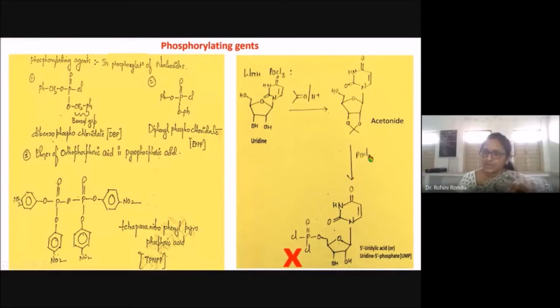What happens, tell me? Phosphoryl chloride, there are 3 chlorine atoms. POCl3, so one chlorine combines with this hydrogen and leaves as HCl. See this: P double bond O, one Cl is there and second Cl is also there, and one Cl is eliminated as HCl. This hydrogen and one of the chlorine atoms will be eliminated as HCl. So the phosphoryl group is substituted at this C5 carbon. It has been substituted here, that's fine.